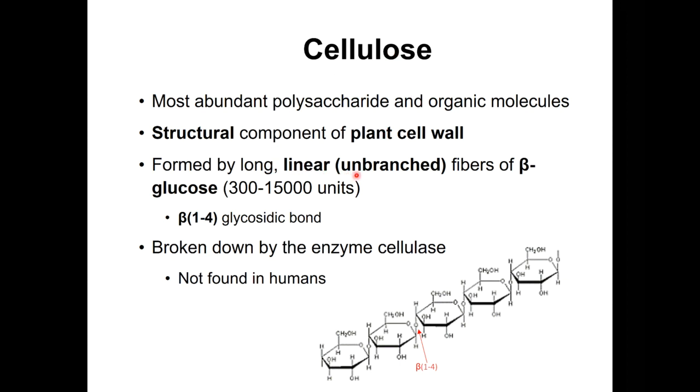Now it's formed by linear unbranched fibers of beta glucose. Instead of using alpha glucose, it's made of beta glucose, up to 15,000 units you can find altogether, which do form a linear structure through beta 1,4 glycosidic bonds. Being beta glucose, they form beta 1,4. So this is projected up, is in beta, and this is carbon 1, carbon 4. So all of these are beta 1,4 bonds forming this linear polymer of beta glucose.